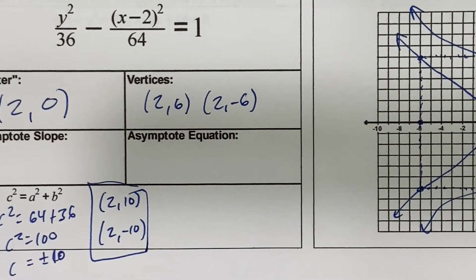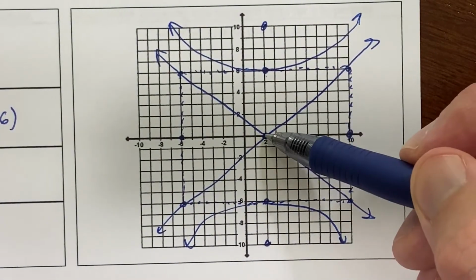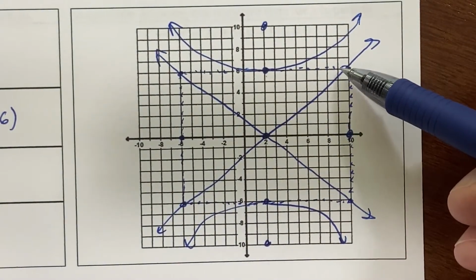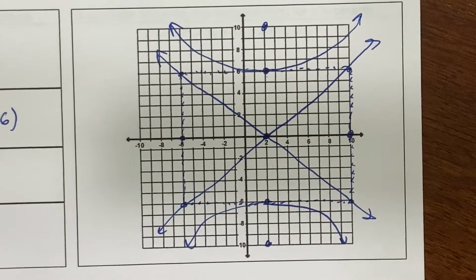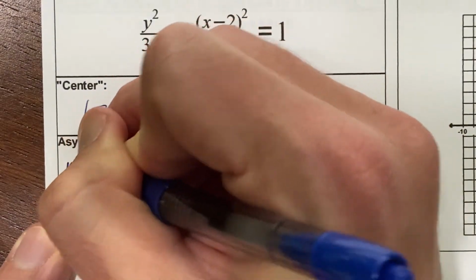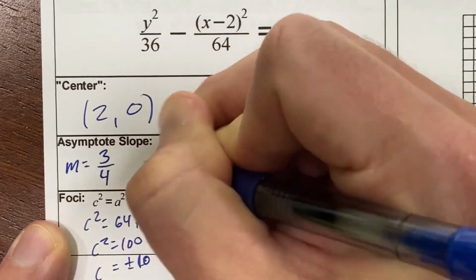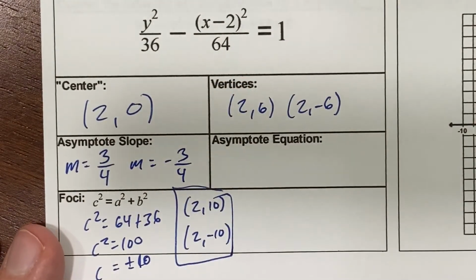And let's look at the asymptotes. So my asymptote slope, that's real nice and easy. You can just count looking like this. Up 6 over 8. So 6 over 8, that's going to reduce to 3 over 4. And likewise, it'll be negative 3/4 as well. So I'm going to write it like this. M equals 3/4, and then M equals negative 3/4, because we're going to have two of them.